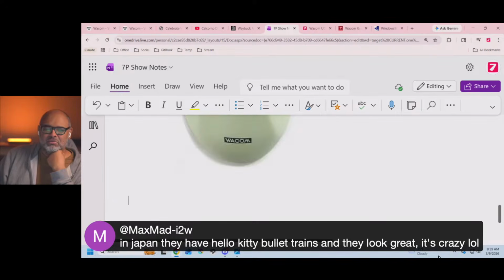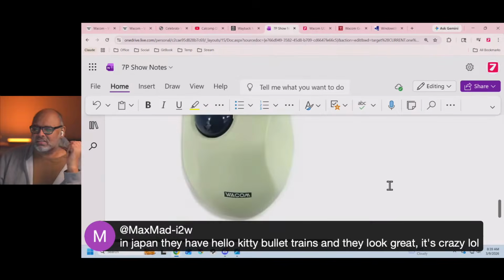Looks like Y2K Comstar. It does actually look like that. Kawaii? Is that what the word is? I don't want to mispronounce words. Is it kawaii? Cute?